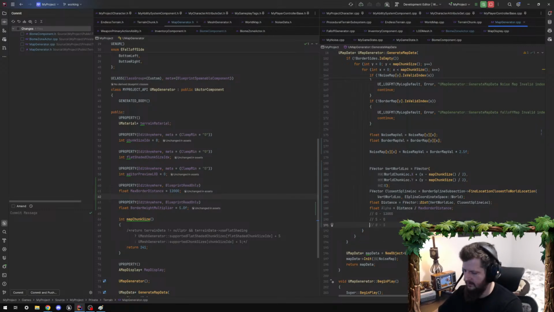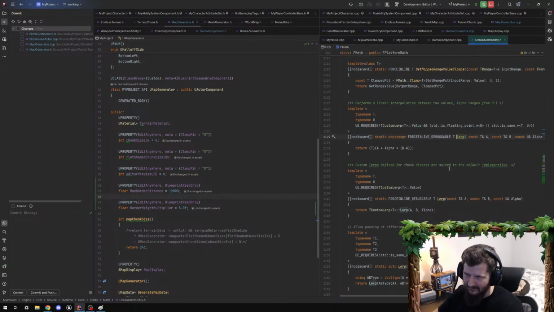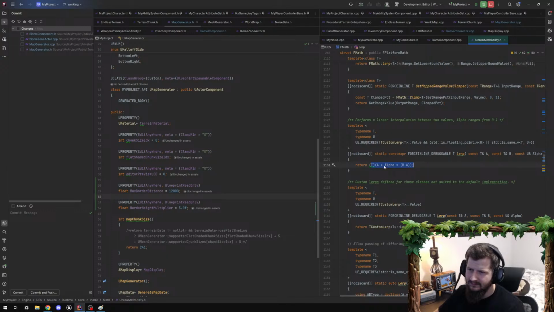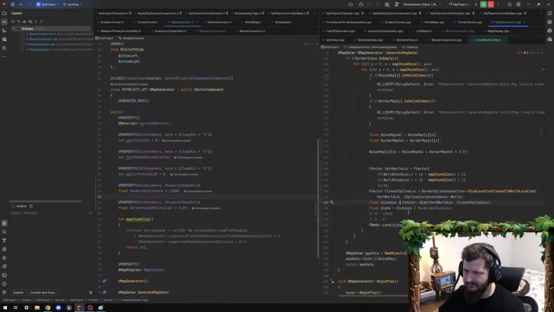And so, FMath, is there a lerp? Can I get a lerp? I'll need alpha, but what are the parameters here? A, B, and then alpha, perfect. Okay, so A, 5? Which one is 0 and which one is 5? I don't know. Hang on, let me see here. What does that even mean? Alpha ranges from 0 to 1, and it should, right?